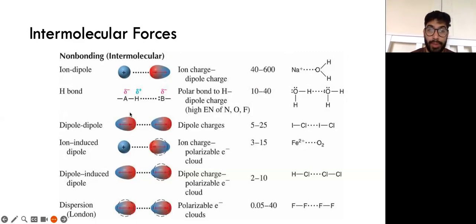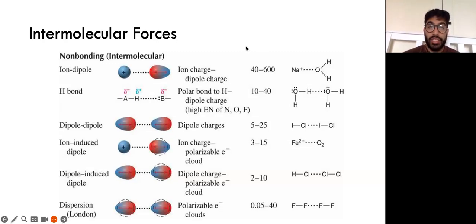And then dipole-dipole is one that's between two dipole charges. So if you can see here, it gives you ICl as an example. Cl has a partial negative charge here. It's very electronegative. And the I, or the iodine, has a partial positive charge. It's not as electronegative. The partial negative attracts that partial positive and forms a dipole-dipole interaction.